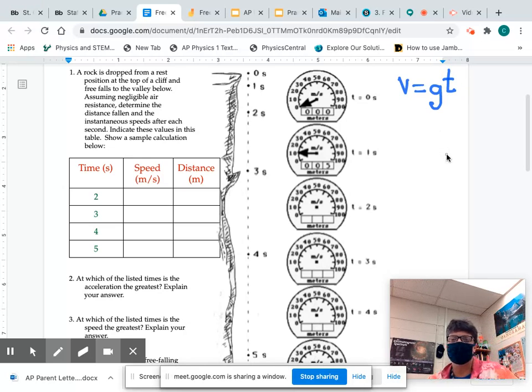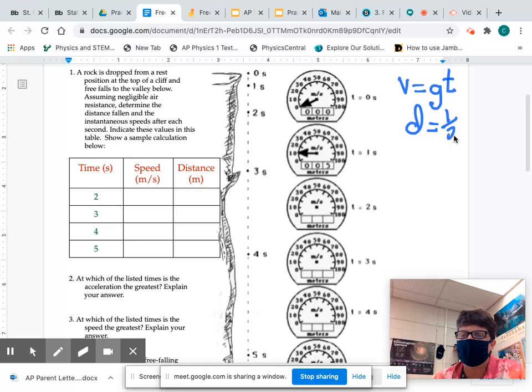And our second equation is the one to figure out the distances. This is the one that looked a little bit more complicated. Its distance equals 1/2 gravity multiplied by the time squared. So what we're going to do right now is the first one together as a practice, and then I'm going to give you a couple of minutes to actually finish for the other times.